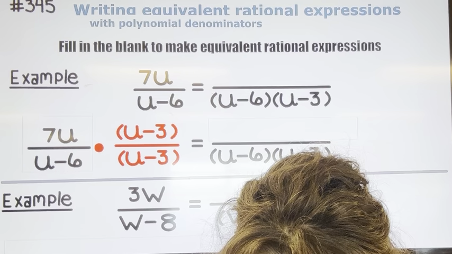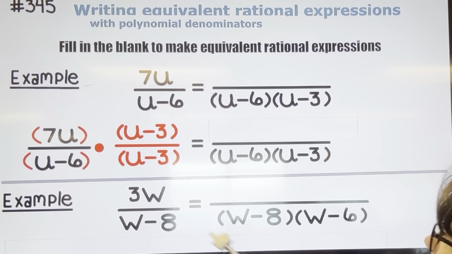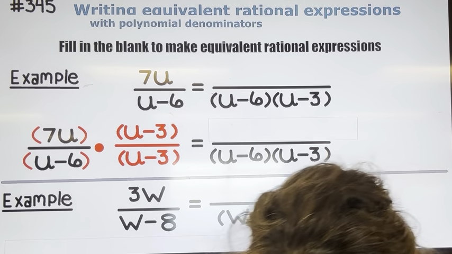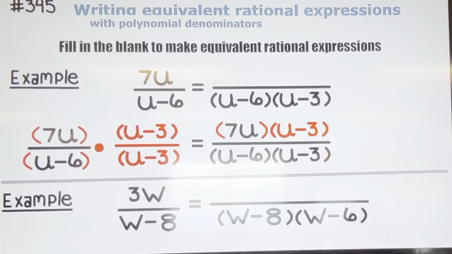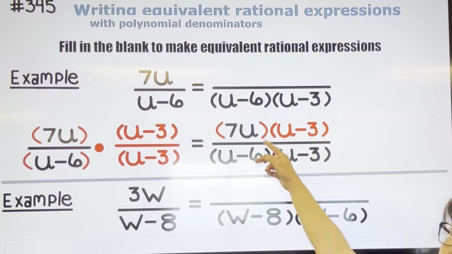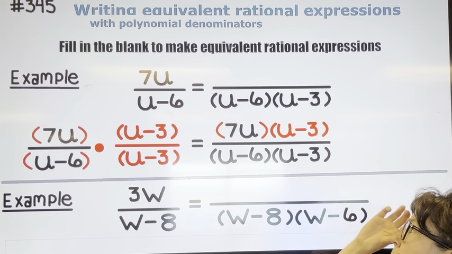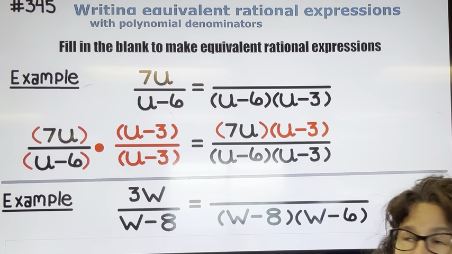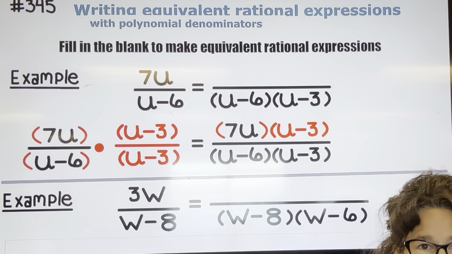So let's multiply straight across. 7u times u minus 3 is 7u times u minus 3. Now, if you want to multiply it together for your final answer, you can. You could make this 7u squared minus 21u, or you can just leave it in factored form.